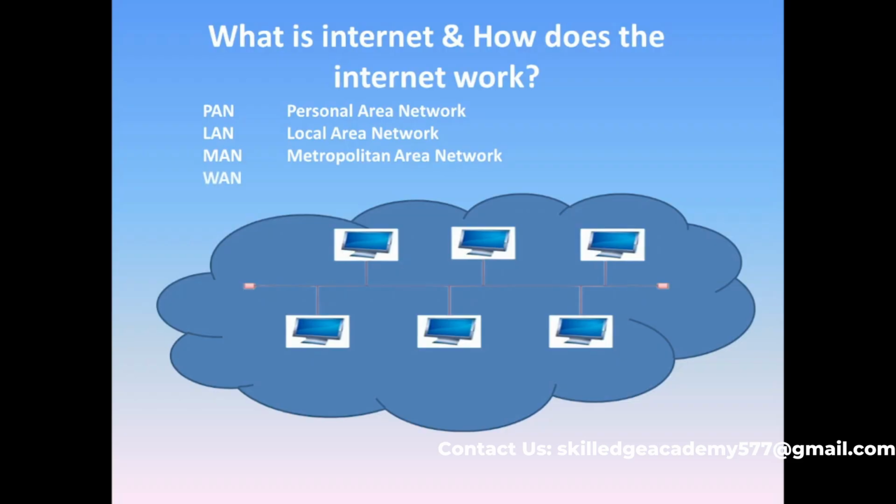And the last one is WAN, which is known as wide area network. This is the largest form of network, where there is no area limitation. It could span throughout multiple cities, it can span through multiple countries, and it can even span through multiple continents. And internet, which is a kind of network, comes under this category, which is known as WAN, wide area network.